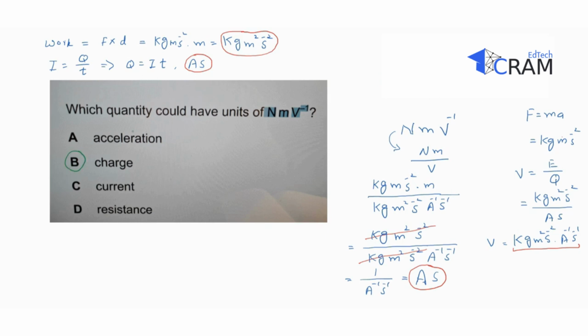When the examiner says, which quantity could have units of Newton meter per volt? The correct answer is charge. How did we calculate? We just substituted the base units for Newton and volts, and I explained you the whole thing. We substituted them and ultimately we reached our final answer.